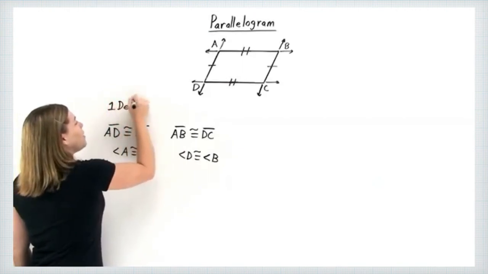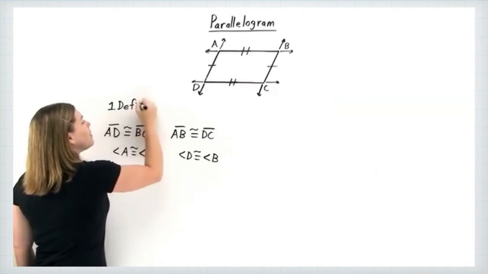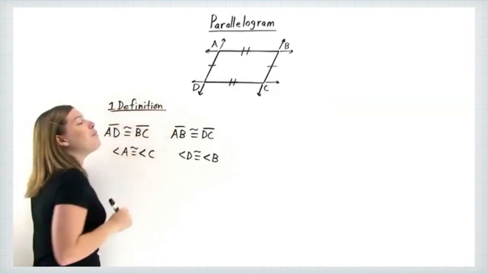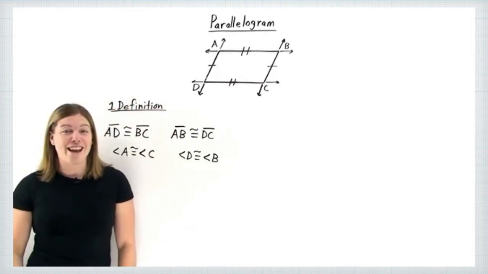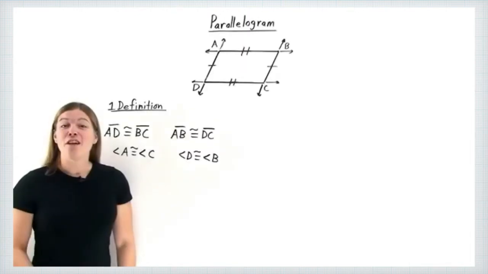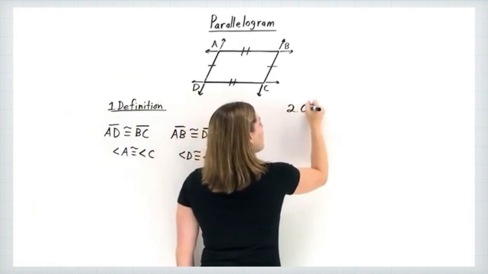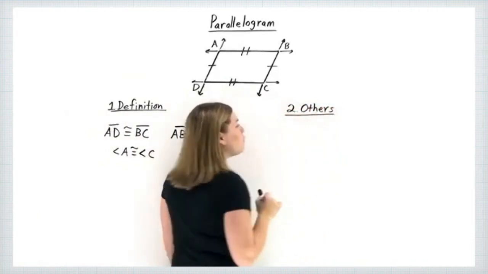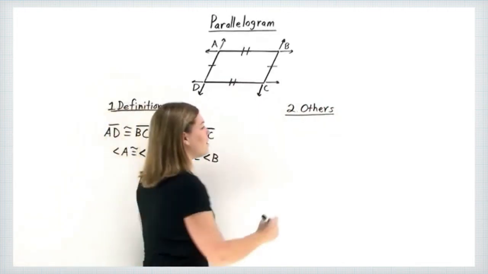A parallelogram is a type of quadrilateral where the opposite sides are parallel and congruent. So, if we have a four-sided figure that has two pairs of parallel and congruent sides, we have a parallelogram. Now there are a few other quadrilaterals that can be qualified as parallelograms. So let's take a look at a few other four-sided figures and see if they classify as parallelograms.